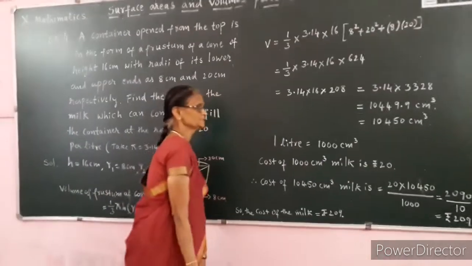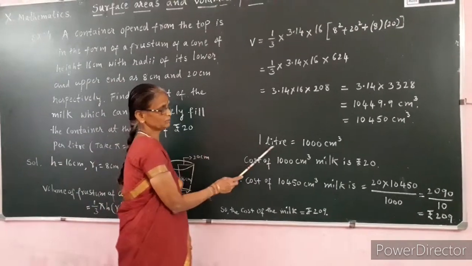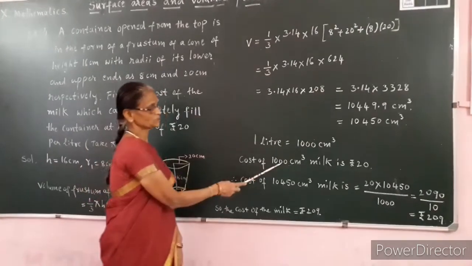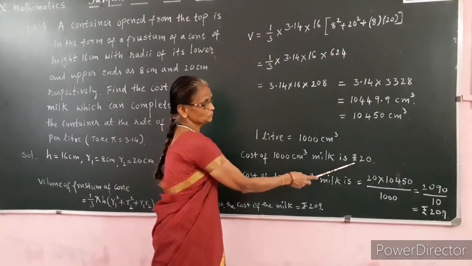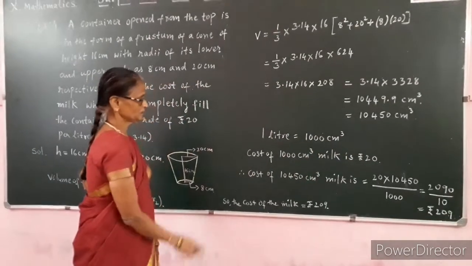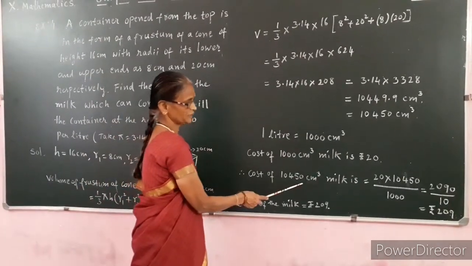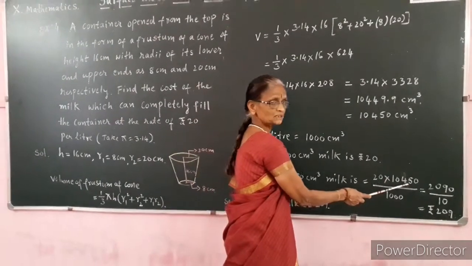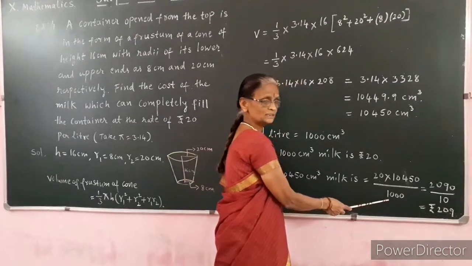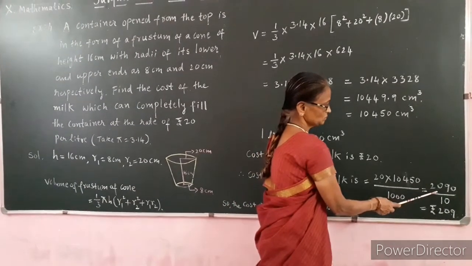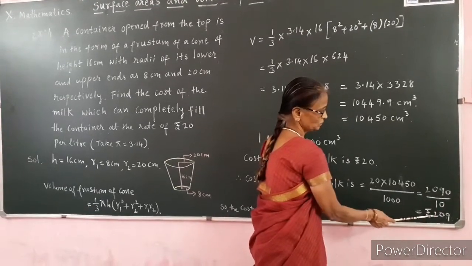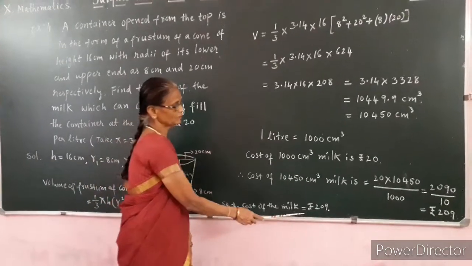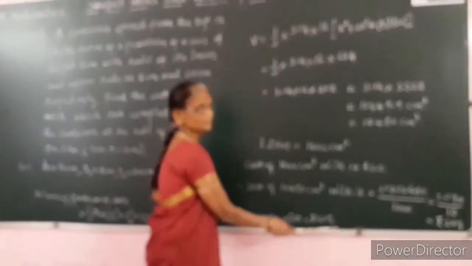Now we have to convert centimeter cube into liter. We know that 1 liter equals 1000 centimeter cube. So the cost of 1000 centimeter cube of milk is rupee 20, given in the problem. Therefore, the cost of 10,450 centimeter cube of milk is equal to 20 into 10,450 divided by 1000. That gives 2090 by 10, which equals rupee 209. This is the cost of the milk, equal to rupee 209. Understood?